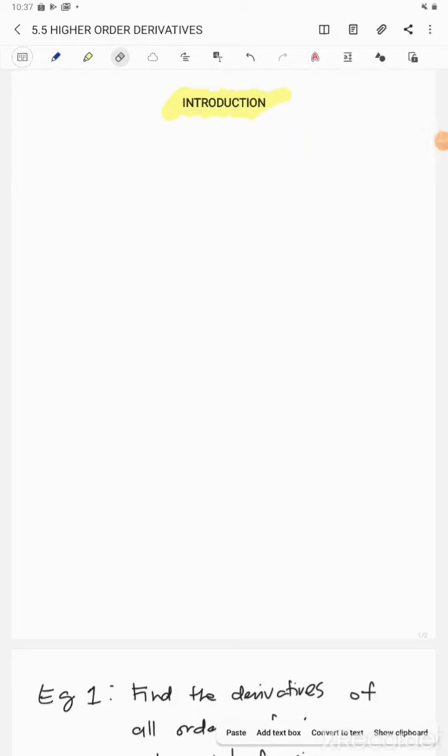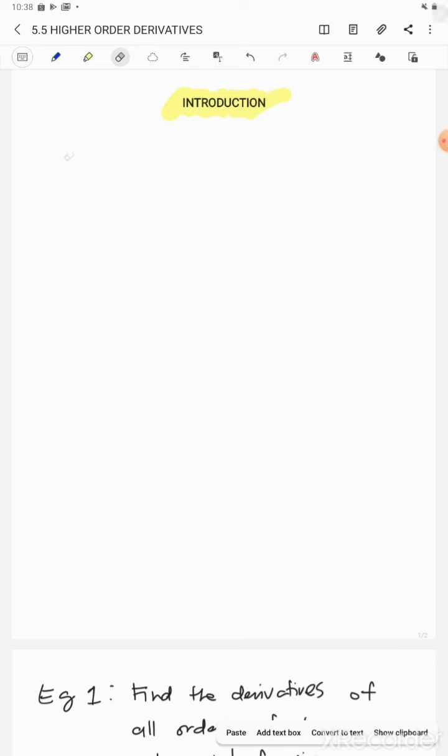Okay, our topic now is 5.5 higher order derivatives. For the previous topic you already learned how to differentiate many types of functions. For example, we have log functions and exponential functions, and then you apply many rules to solve the function. So now, for higher order derivatives, what does it mean by higher order?